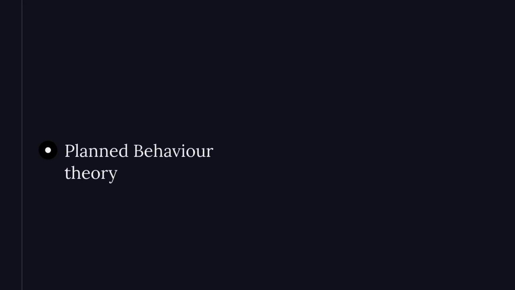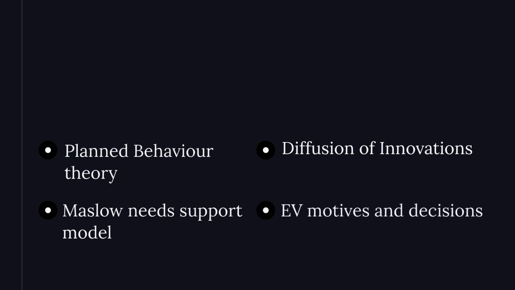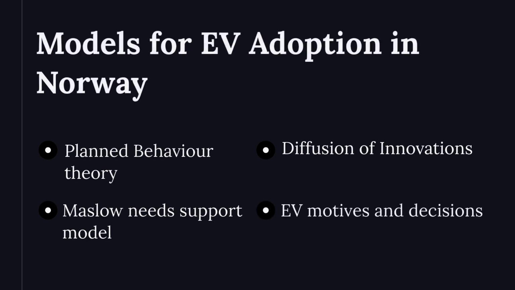The example research selects the theory of planned behavior as the primary theory, diffusion of innovations as a supplementary theory, and Maslow's hierarchy of needs as a supportive framework. Together, they conceptualize the phenomenon as factors influencing consumer adoption of affordable electric vehicles in Norway, including decisions, adoption patterns, and motivations.